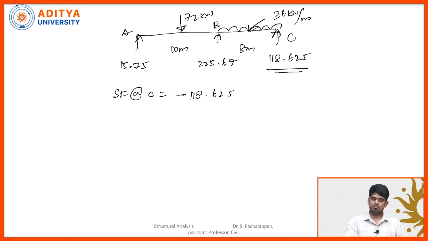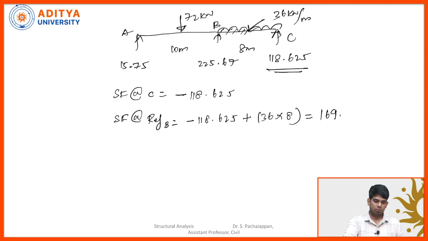which is 118.625 kilonewton. Shear force at the point right of B. Why am I going right of B? Because right to the support UDL is there. Okay, so minus 118.625. Downward forces are positive, so plus 36 multiplied by 8, I am getting 169.375.